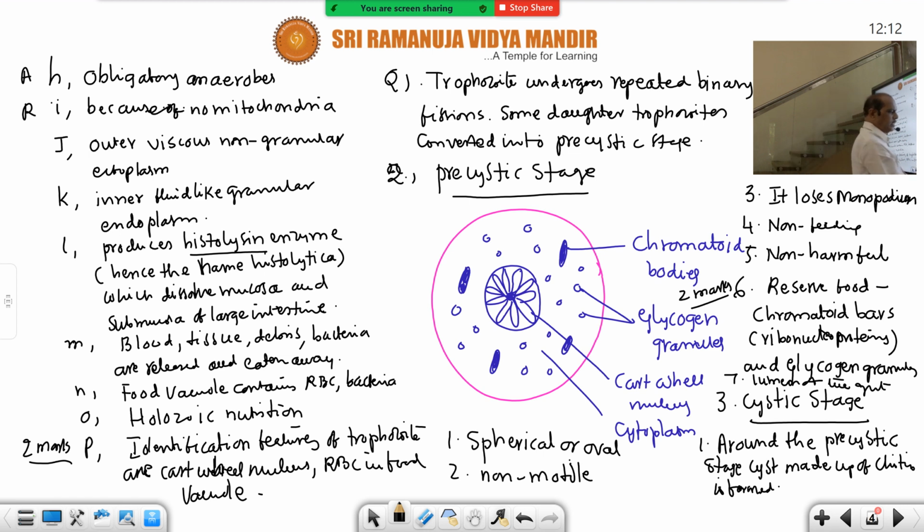So thus, around the pre-cystic stage, a cyst made up of chitin is formed. This process is known as encystation. Encystation is a process and phenomenon in which the cysts are protected outside of the human host body. Outside the body of the human host, they are released, and there they are protected by this cyst made up of chitin. To tide over the unfavorable conditions, this encystation phenomenon occurs.